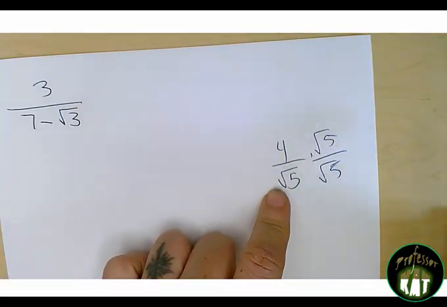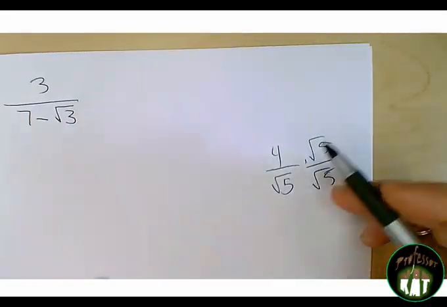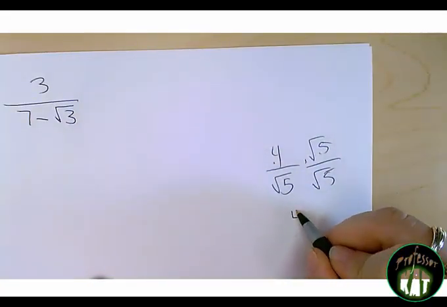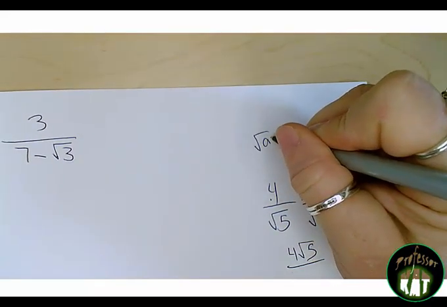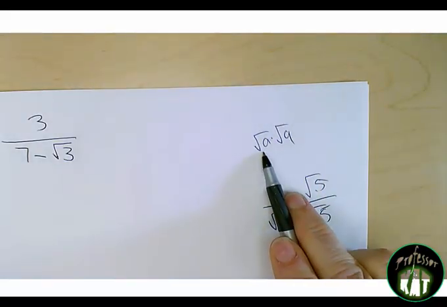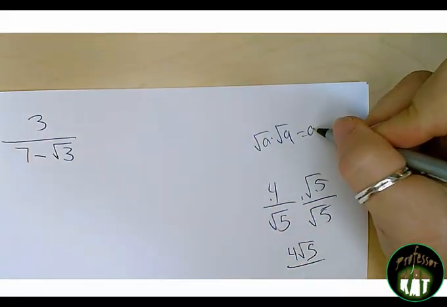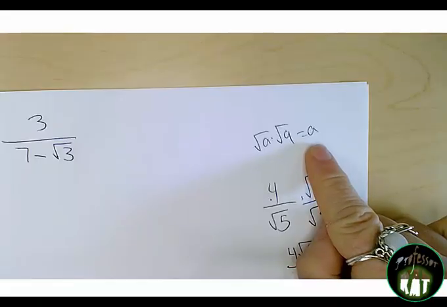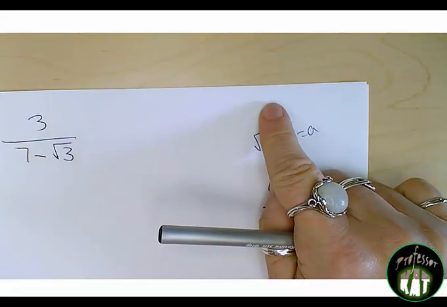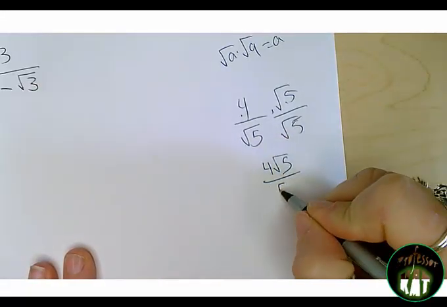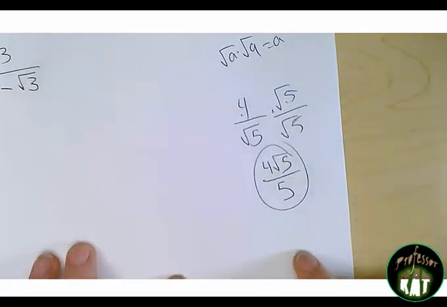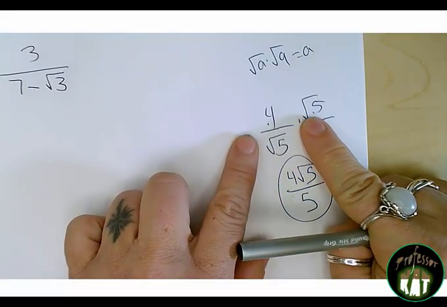Keep in mind that fraction multiplication is straight across. 4 times the square root of 5 would just be 4 times the square root of 5, over the square root of 5 times square root of 5. So there is a rule for radicals that says that the same square root times the same square root is just going to equal what's underneath. So like square root of 2 times square root of 2 is just a 2. So square root of 5 times square root of 5 is just a 5. And that would be our answer if we were rationalizing something like that.